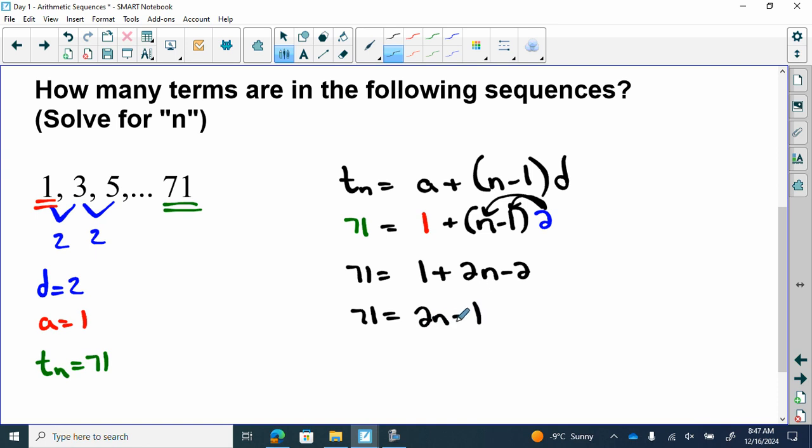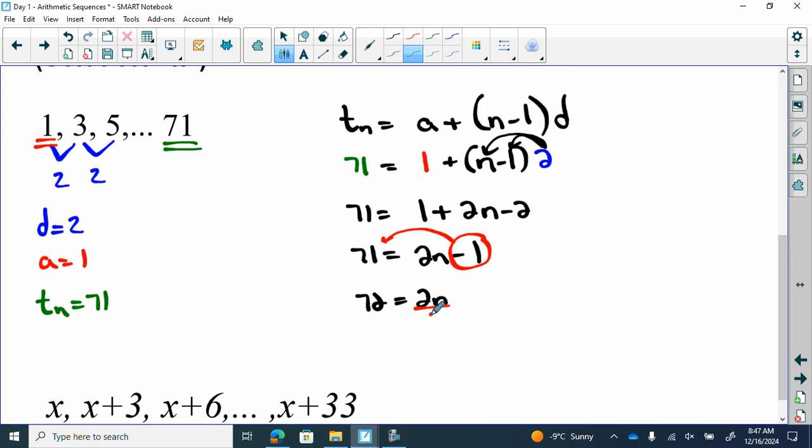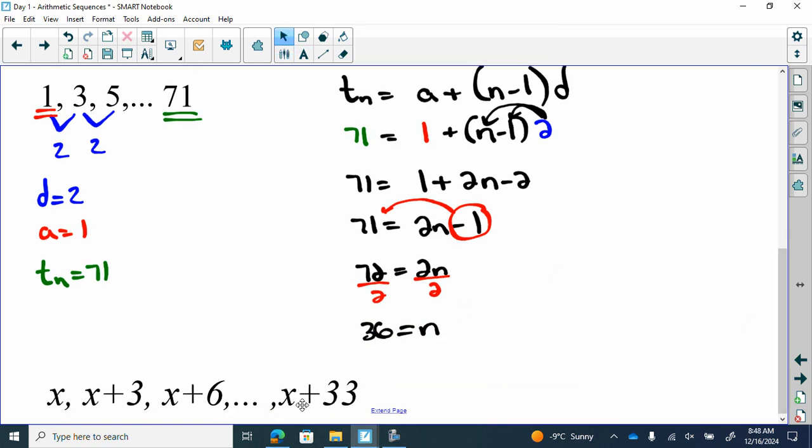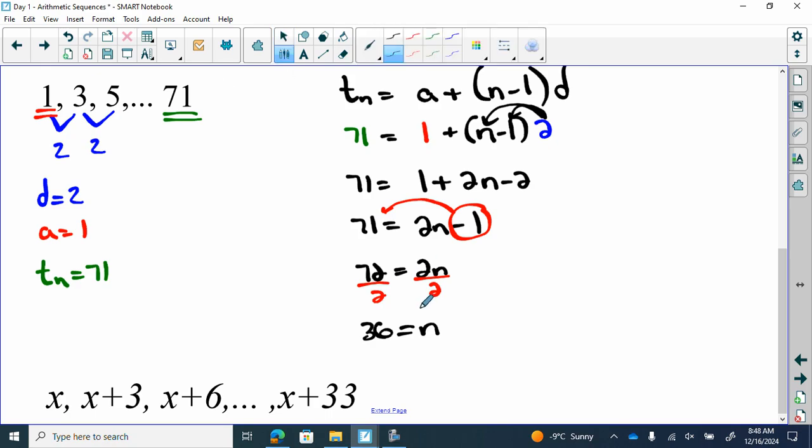2n minus 1. Is everyone okay with that? Back up here, please. 1 minus 2, negative 1. Then what? We're going to add 1 to both sides, or move the negative 1 over. 71 and 1 would give me. Then what? Divide by 2. And we get 36 equal to n. What does that mean? 36 terms. 71 is the 36th term in this arithmetic sequence. We cool with that?